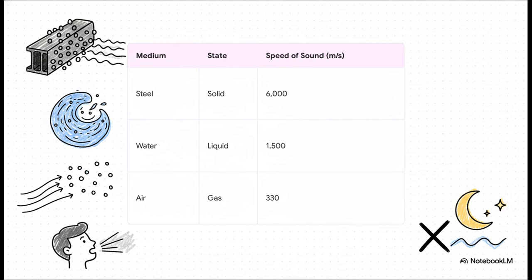And wow, the medium can have a massive effect on a wave's speed. Just look at sound. In the air, it's zipping along at about 330 meters per second. But move it into water, and that speed jumps to 1,500. And in solid steel, an incredible 6,000 meters per second. It's all because the particles in a solid are packed super tight, so they can pass that vibration along way more efficiently. This is also why you can't hear sound in space. A vacuum has no particles to carry the vibration at all.